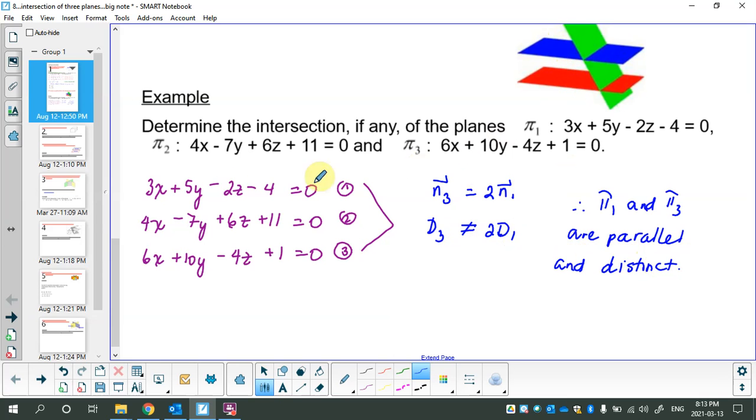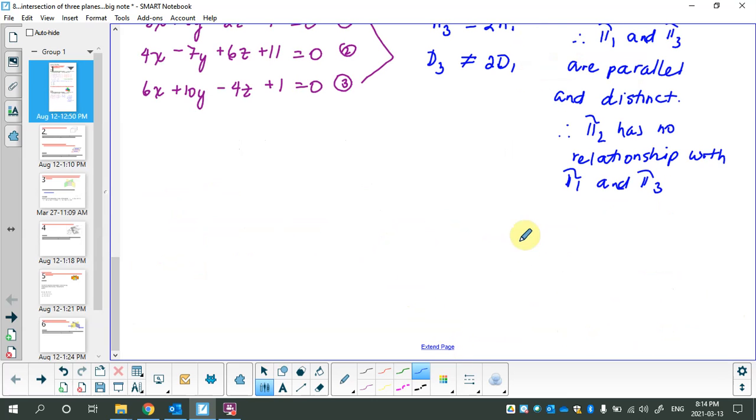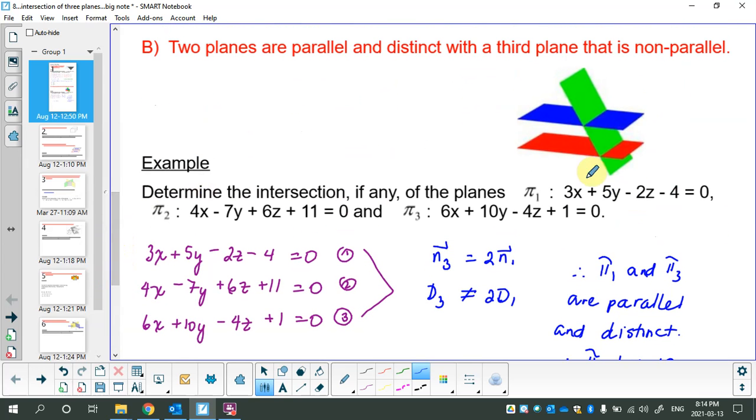Now if you notice, this set of numbers has nothing to do with the first set or the third set. So plane 2 has absolutely no relationship of being parallel, distinct, or coincident with plane 1 and plane 3, and because of that, you have a case of there being no intersection. And again, I remind you that there is an intersection between plane 1 and plane 2, and there is an intersection between plane 3 and plane 2, but there is no intersection of all three at exactly the same time.